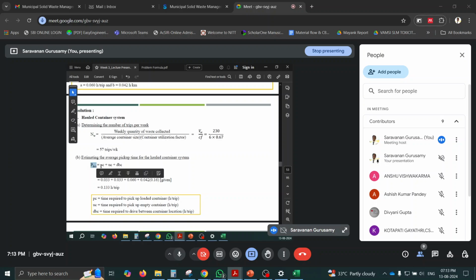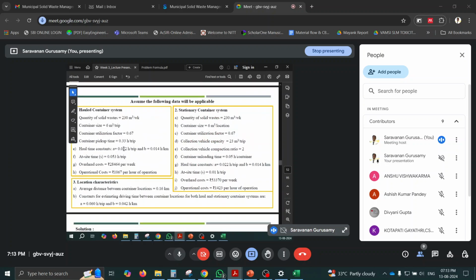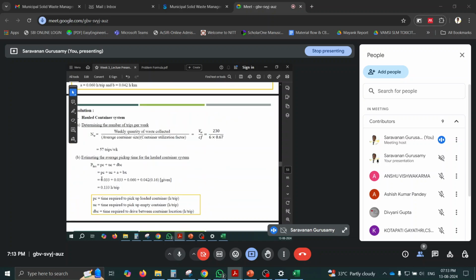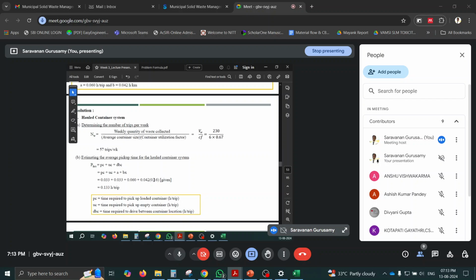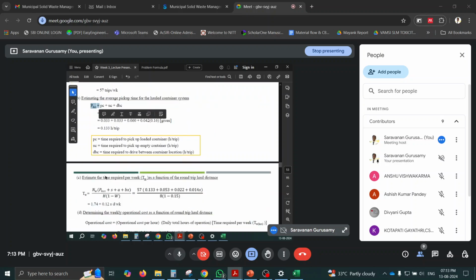And then pickup time is the time required to pick up, unload, and travel. So that will be PC plus UC plus A plus BX. PC and UC you can get from the question. It's given as 0.33, but it's actually 0.033. Kindly correct it: 0.033 for both PC and UC, and A plus BX is given in the question itself. Between the locations A and B is 0.06 and 0.042, and the distance is 0.16. That's what we substituted, so we are getting PHCS.